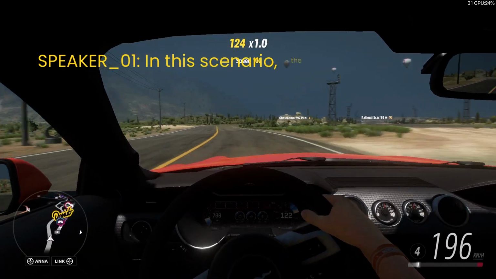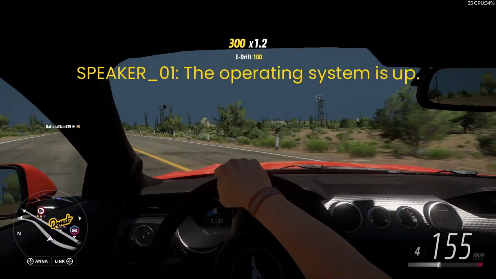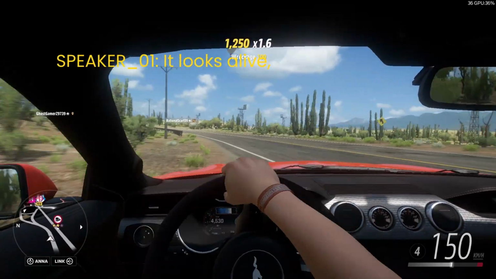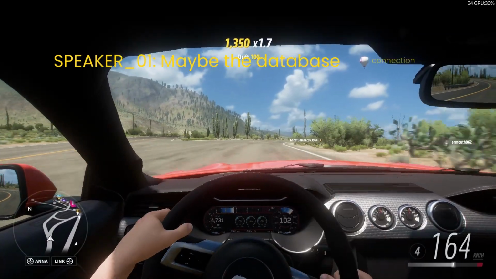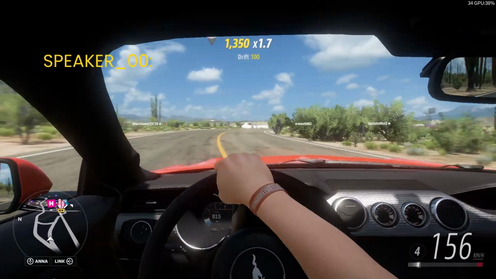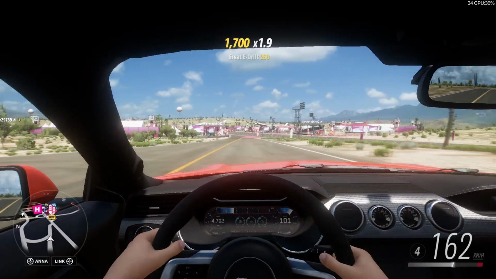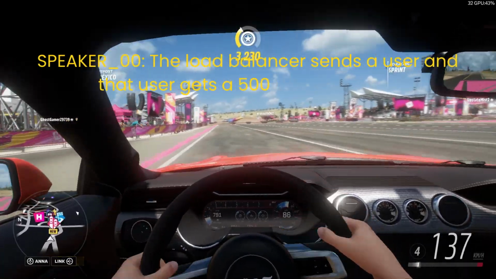In this scenario, the server is passing its basic TCP health check. The operating system is up, the network card is blinking. It looks alive. It looks alive, but the application logic is dead. Maybe the database connection pool is totally exhausted. So the load balancer asks, are you there? The server says, I'm here. The load balancer sends a user, and that user gets a 500 error instantly.